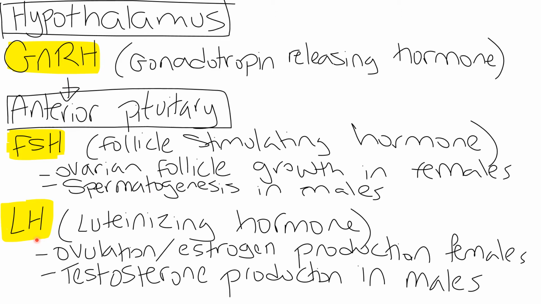Luteinizing hormone in females, it's going to help with the ovulation process, and it's also going to help with the production of the sex hormones, such as estrogen, and it can also, in an indirect way, stimulate the production of progesterone, and we're going to talk about how. Luteinizing hormone in males helps with the production of testosterone.